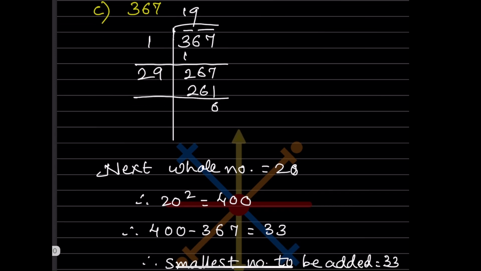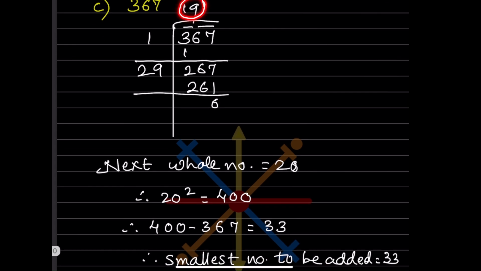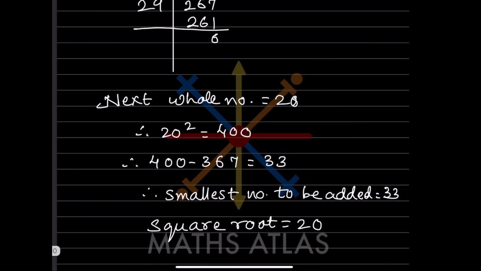So the next number we can consider, this is 19. So the next number is going to be 20. So 20 square is 400. So from that 400 we are going to subtract this 367. So that is going to be 33. So what we can say, the smallest number to be added is 33. And the square root of that will be what? The square root of this is going to be 20. Square root of 400, that is going to be 20. Hope this is clear.